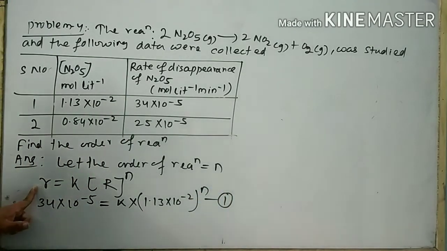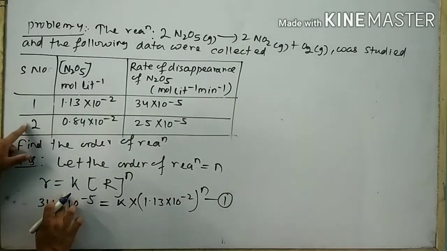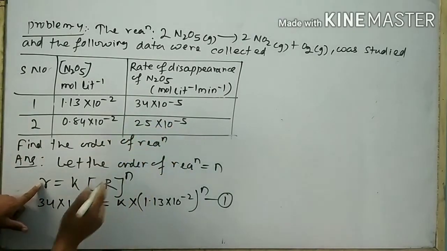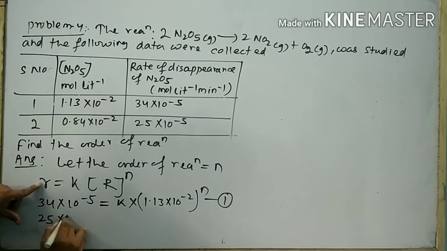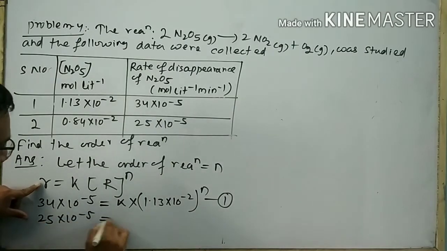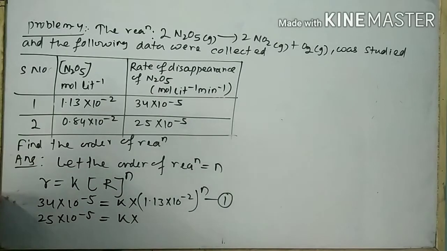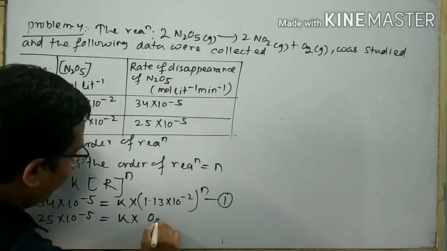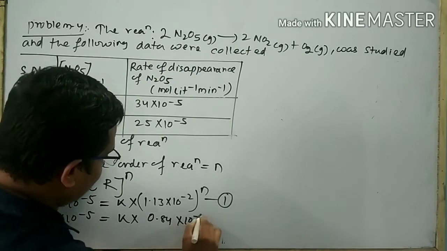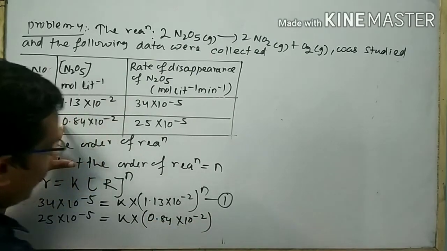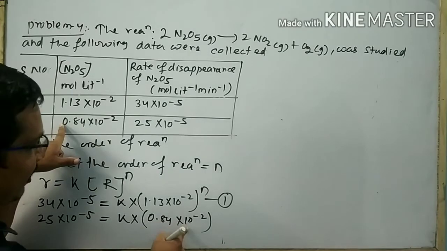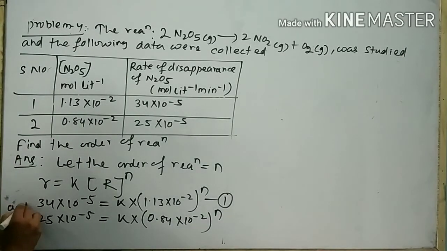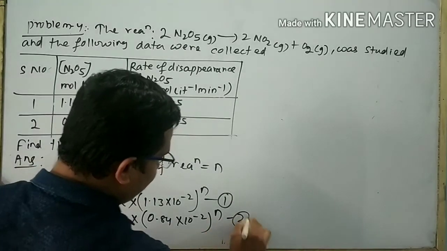Now again apply this equation to experiment 2. The value of R is 25 into 10 to the minus 5. So we can write 25 into 10 to the minus 5 is equal to K into the concentration of the reactant, which is 0.84 into 10 to the minus 2, to the power n. Suppose this is your equation 2.